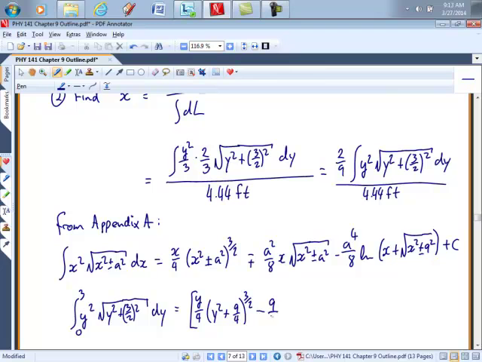Nine over 32, 9 over 32 y squared plus 9 over 4, minus, now I've got a to the 4, so that's going to be 81 over 16 over 8.